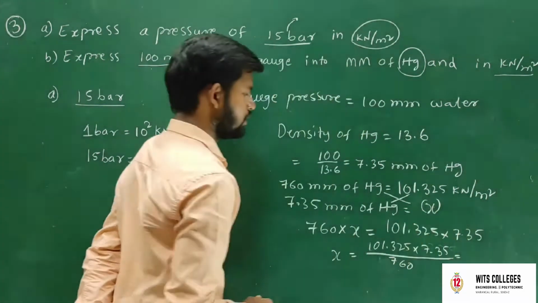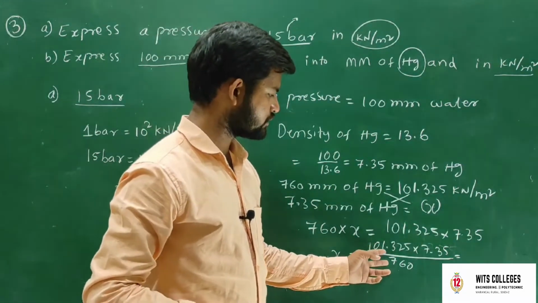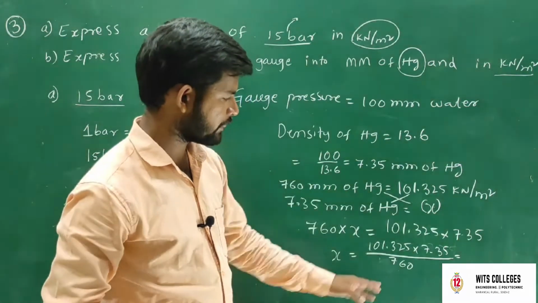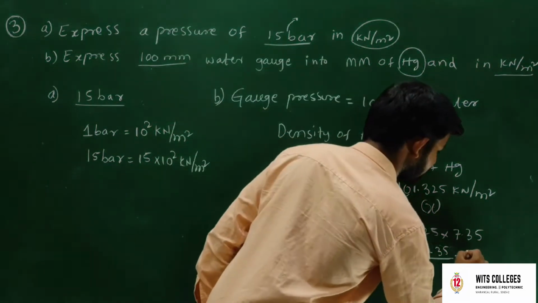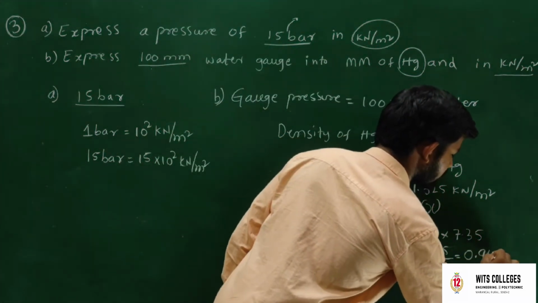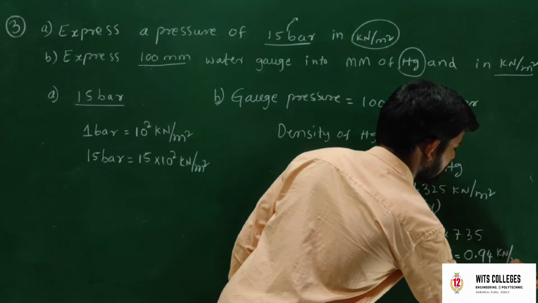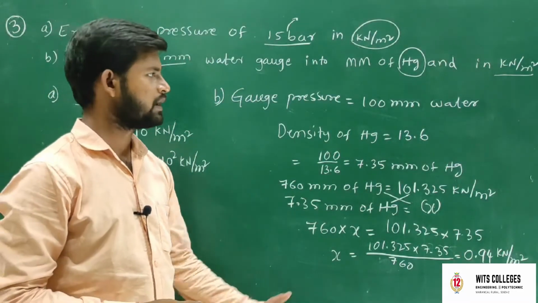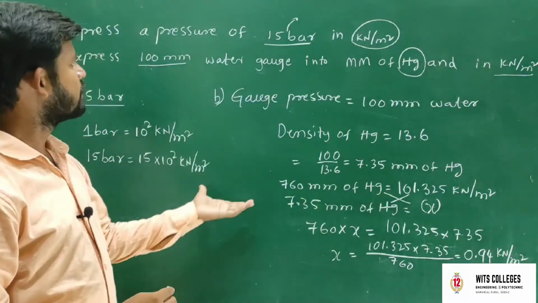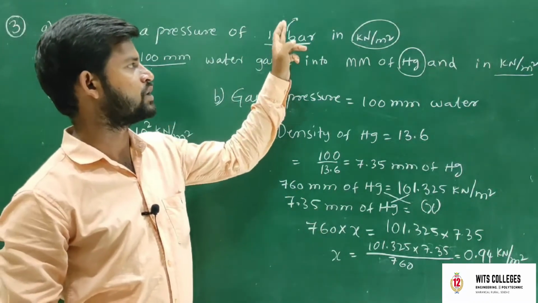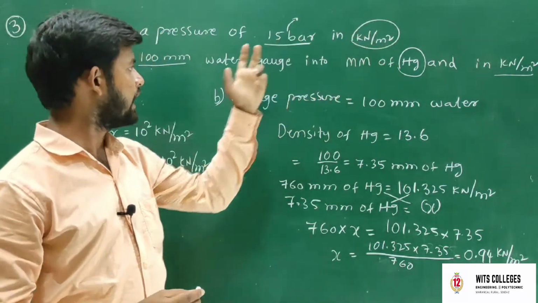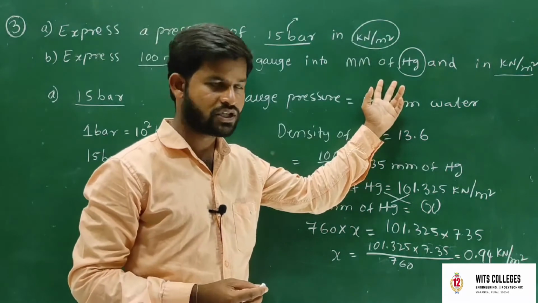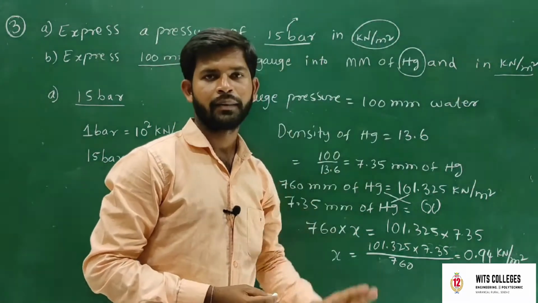Calculating this value, the answer is obtained as 0.94 kilonewton per meter square. In this way we convert 15 bar pressure into kilonewton per meter square, and 100 mm of water gauge into mm of Hg and kilonewton per meter square.